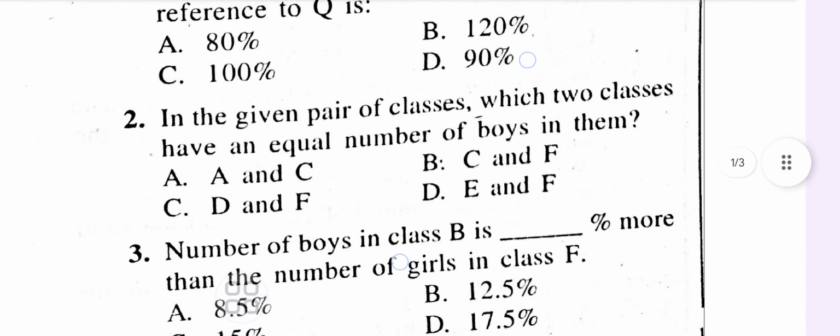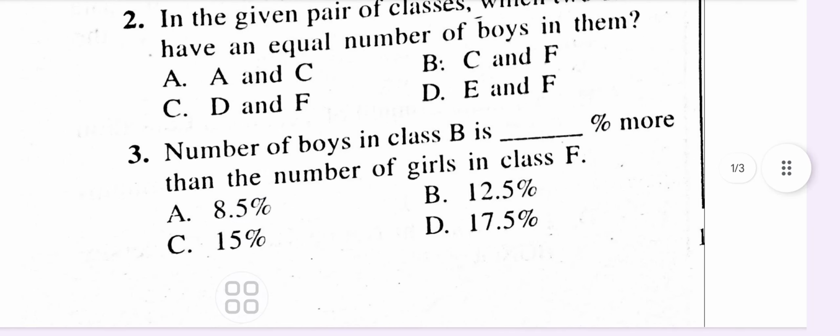Now in the given pair of classes, which two classes have an equal number of boys in them? How will we find out? Again in a similar way, we have to find out the boys in B, D, E and F, and you have to find out the answer. And do tell me after completing, surely, what your answer is coming. I told you the hint.